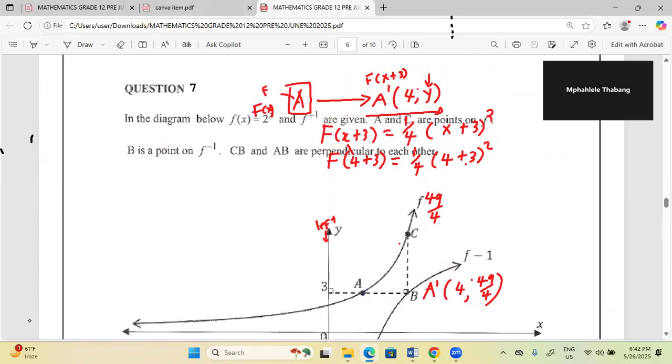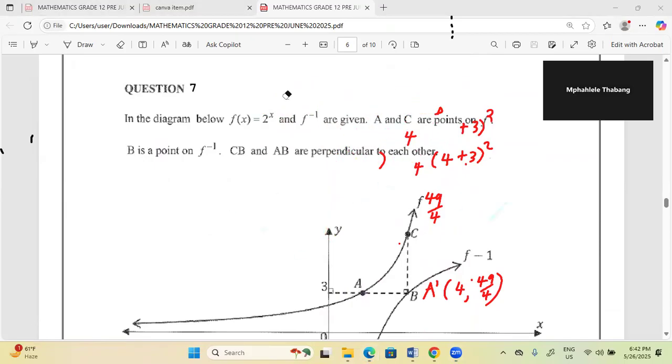So let's go to question 7. What I like about question 6 and question 7, there is a huge link. They link because it's all about the function and its inverse.